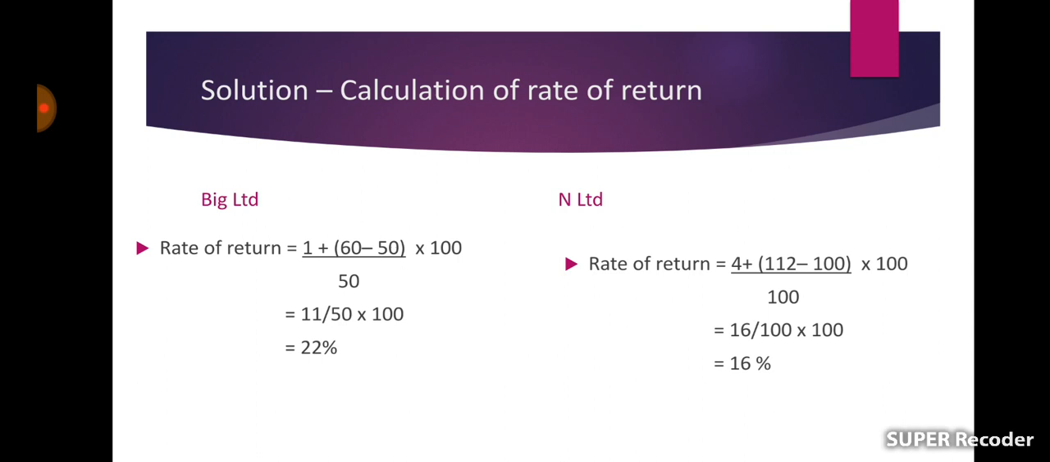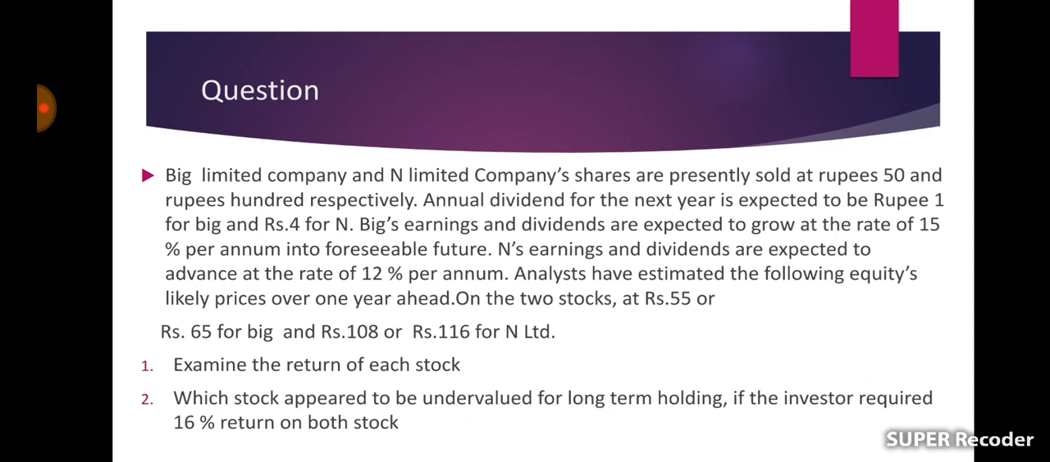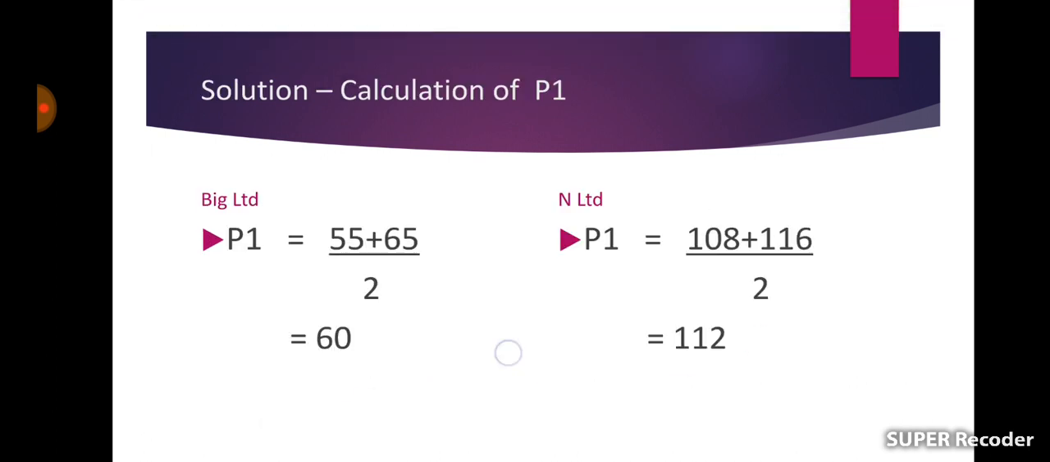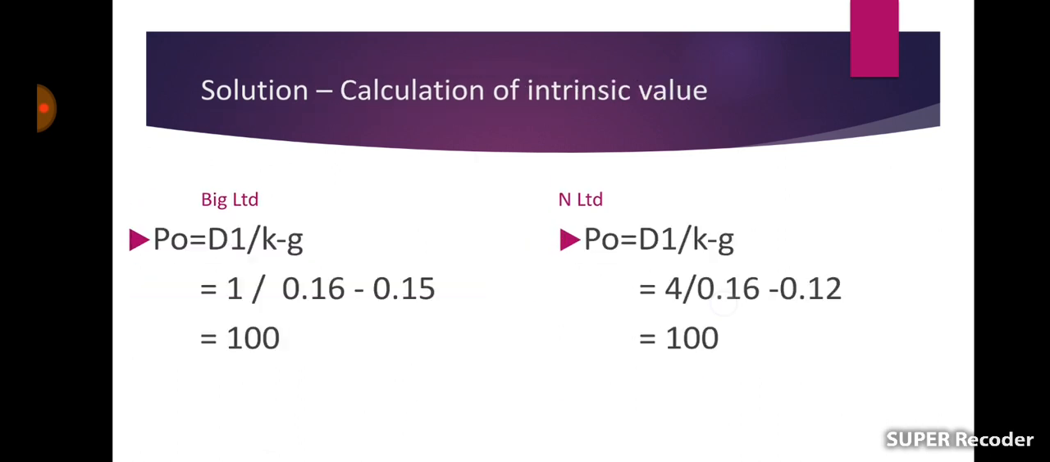Now we need to calculate the intrinsic value of Big Limited as well as N Limited if K is equal to 16%. And we need to compare the market value with the intrinsic value. Then we can identify which one is the undervalued company. So for that, first of all we are going to calculate the intrinsic value of the share. For that, the equation is D1 / (K - G).